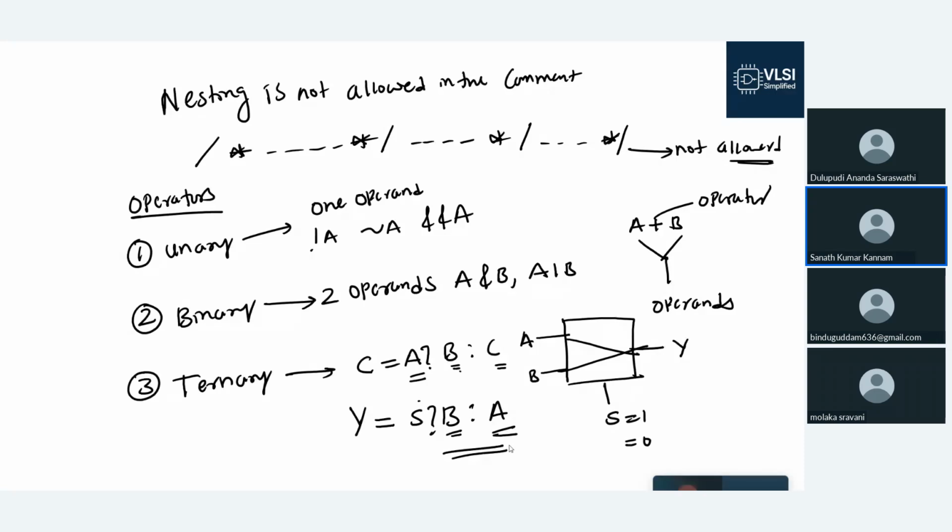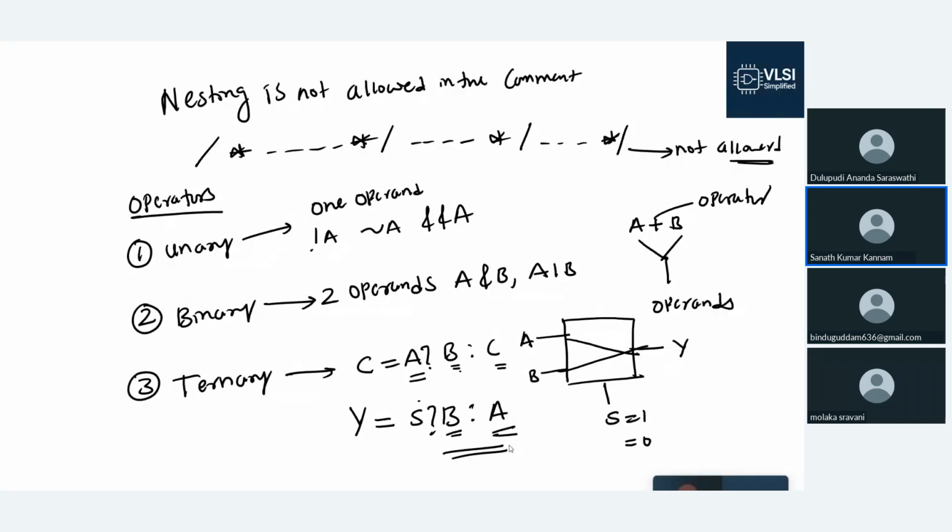There are four types of design modeling: behavior modeling, gate level modeling, data flow modeling, and hybrid modeling. Behavioral modeling shows the behavior of the circuit, what the circuit is doing, with no need to bother about internal circuitry. Gate level modeling means writing in terms of gates, and data flow modeling means writing in terms of expressions. Hybrid modeling is a combination of both.